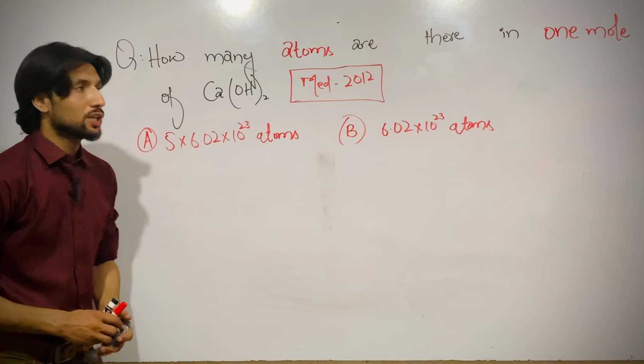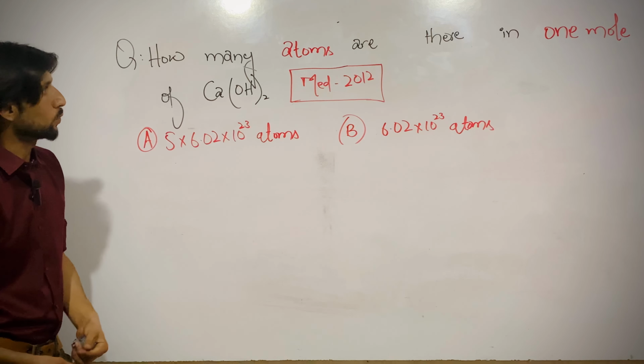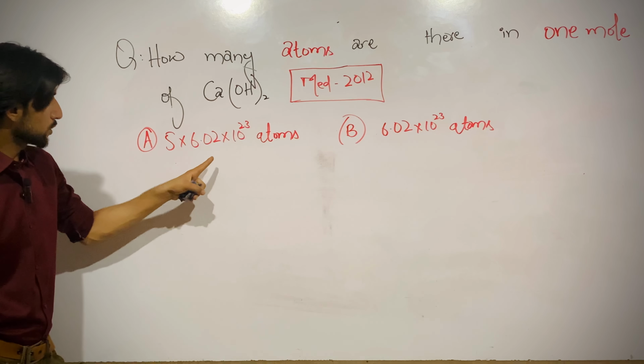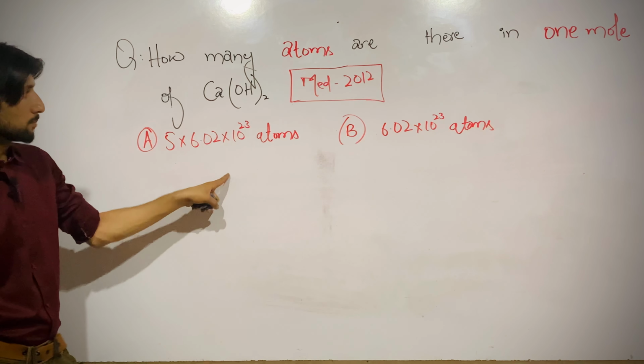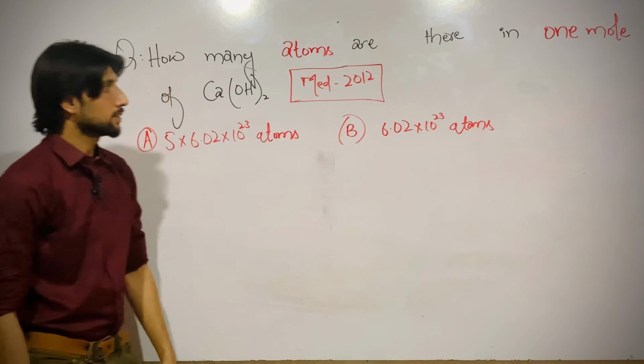Hello. So you must have read the question. The question is how many atoms are there in 1 mole of calcium hydroxide? Option A is 5 multiplied by 6.02 multiplied by 10 to the power 23, which means 5 times Avogadro's number. Option B is Avogadro's number.